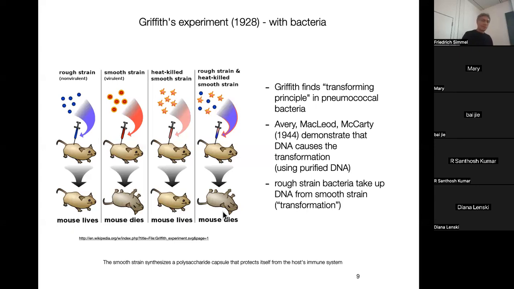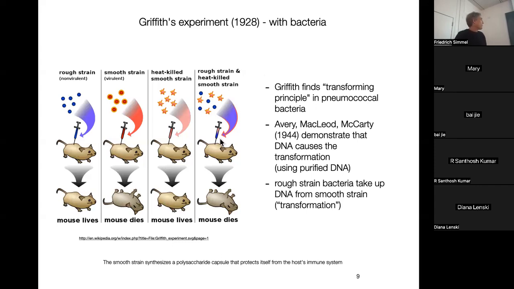And the interpretation of that experiment is that when you kill the smooth strain bacteria, they break open and release their genetic material to the environment. And then this is taken up by the other bacteria and they become virulent. So there is some kind of virulence factor in the genes or the content of these bacteria that is taken up. That's a process in biology you call transformation: if a bacterium takes up genetic material from the environment.